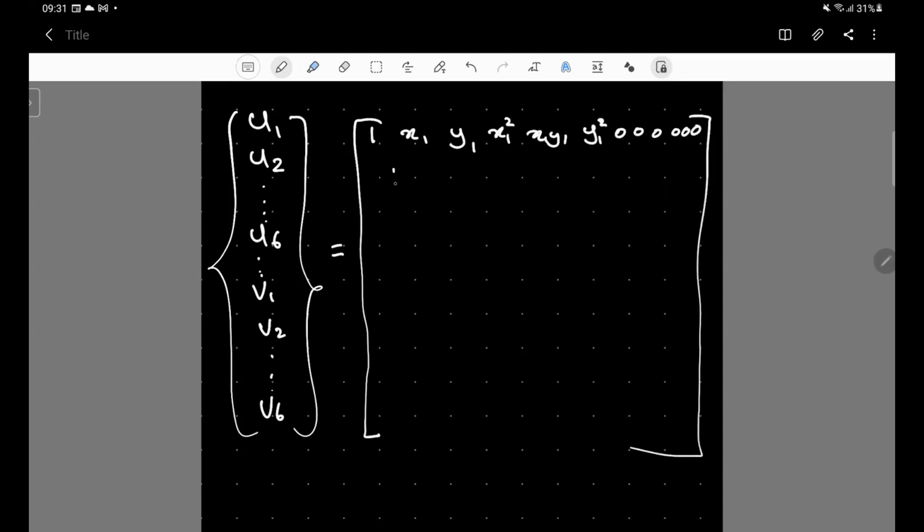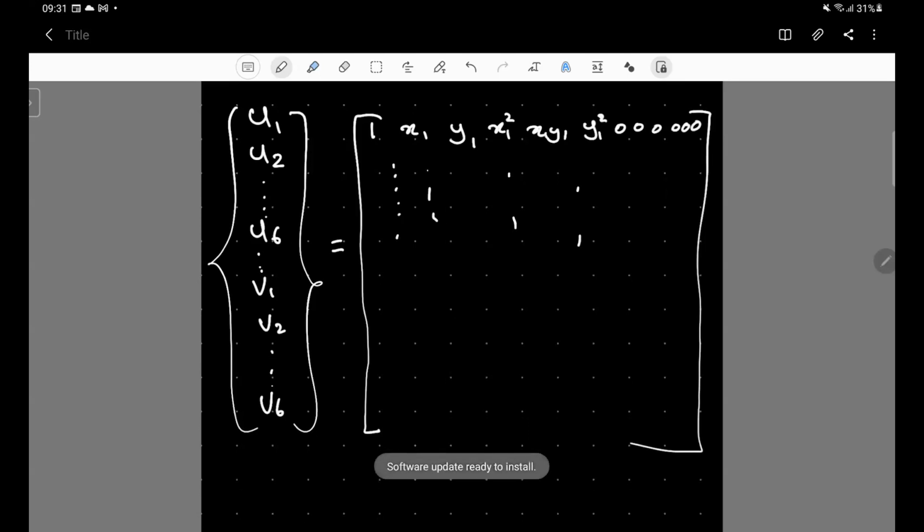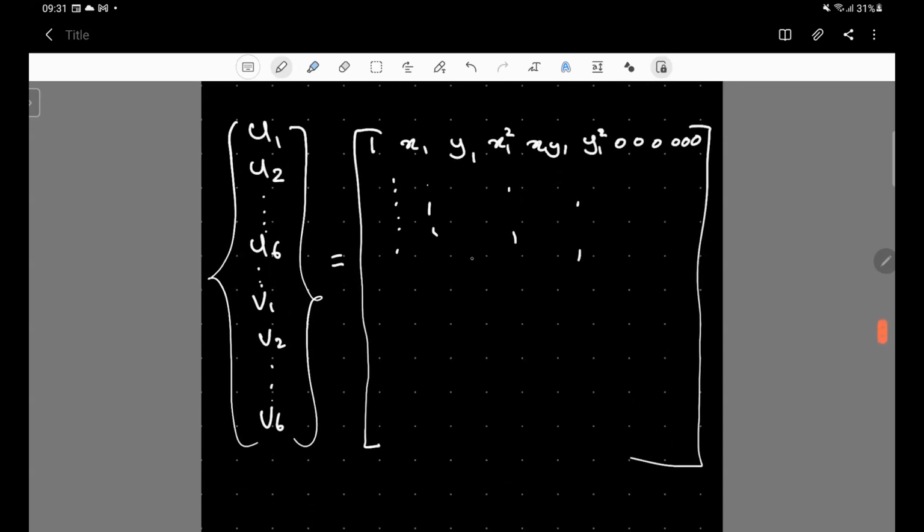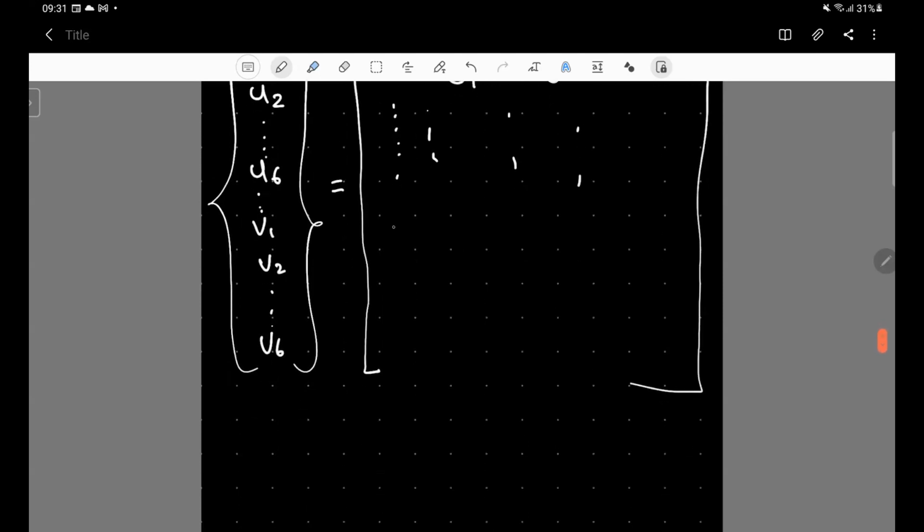Similarly, you can write down the rest, up to u6. And from v1 onwards, the first 6 elements would be 0, and of course, this will repeat now. So 1, x1, y1, x1 squared, x1 y1, y1 squared. Is it clear, everyone? I hope we are on the same page.